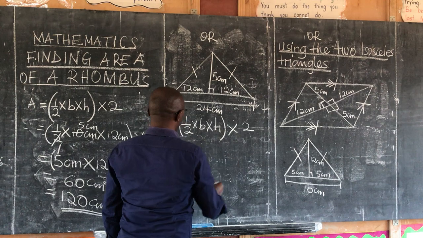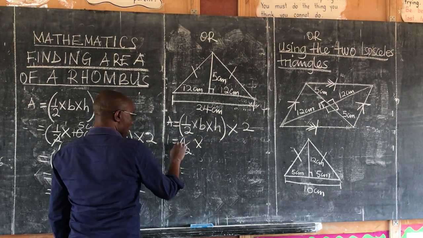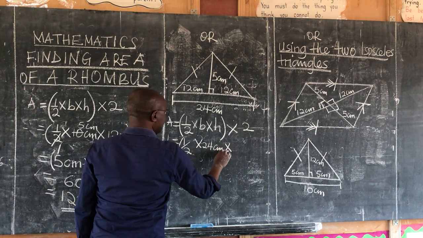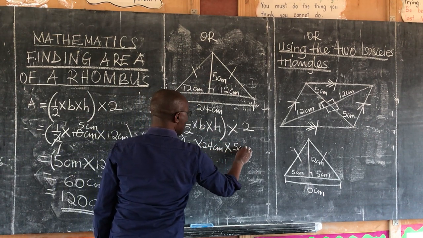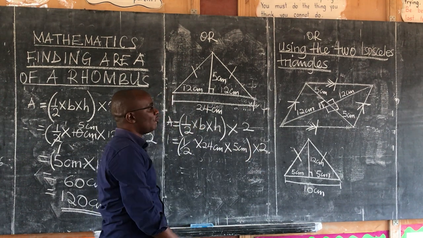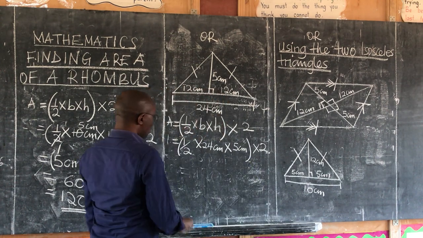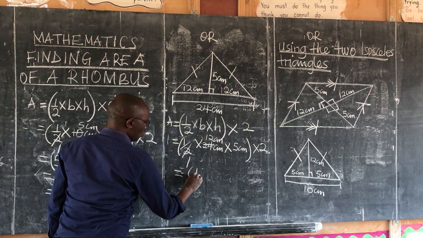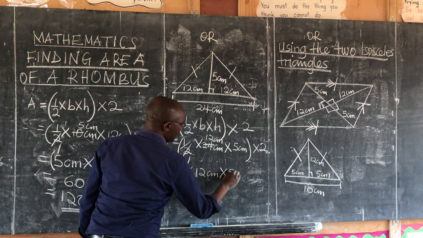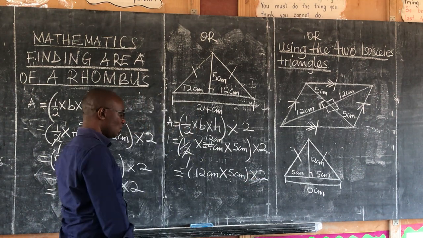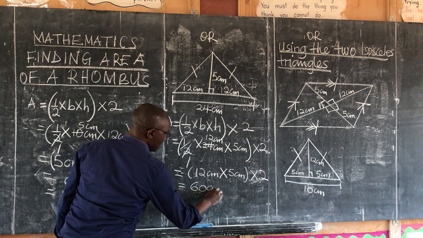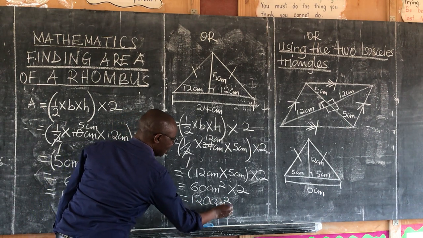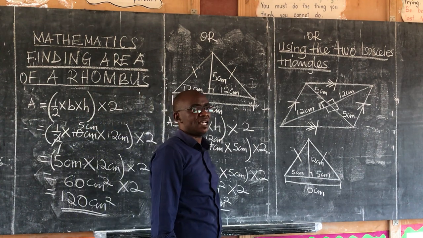So times two. So I substitute, which is a half. Remember, I'm getting the area of the isosceles triangle. A half times the base, which is 24 centimeters, times the height, which is 5 centimeters, times 2. 2 represents the number of isosceles triangles that form the rhombus. So by 2, 1. By 2, 12 centimeters. So, which is equals to 12 centimeters times 5 centimeters times 2, which is 60 centimeters squared times 2. 2 times 60, we end up with 120 centimeters squared.